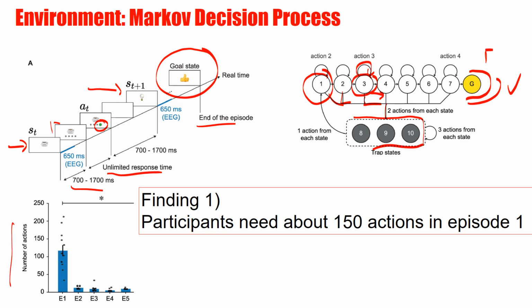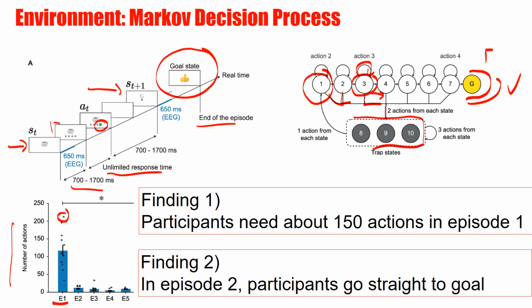So here's the graph, episode 1, and 100 actions, 150 actions. Some participants take 220 actions. It's a wide range, but it's mostly in the range of 100 to 150 actions. Now that's amazing, because doing a random search on this graph would give an average time to find the goal of more than 10,000 state action pairs. So participants have some sort of strategy to find the goal.